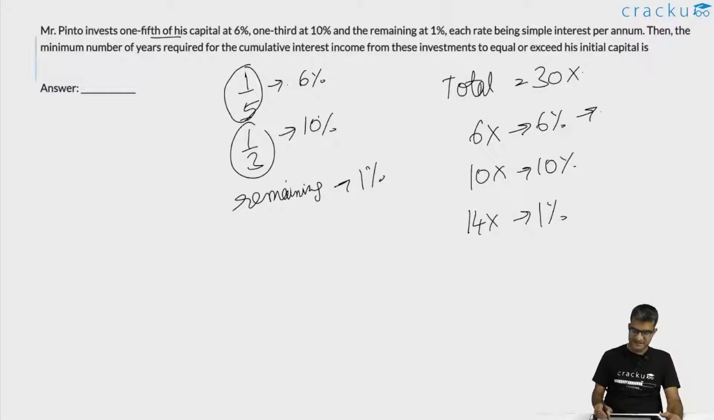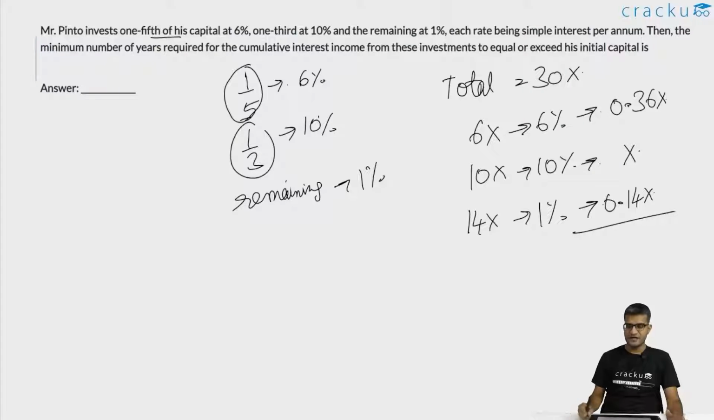From the 6x, the simple interest that he earned is 6x into 6% into 1 divided by 100 in 1 year. So that is 0.36x. From the 10x at 10%, in 1 year he is going to make x. From the 14x at 1% in 1 year, he is going to make a simple interest of 0.14x. So in this arrangement, in 1 year he is going to make 0.36x plus x plus 0.14x, which is 1.5x.